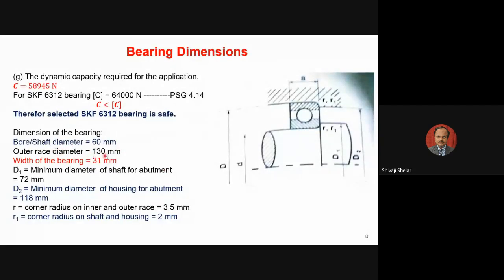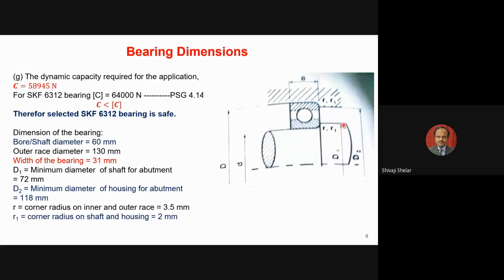Outer race diameter is capital D. When you put the bearing here, it is a circular bearing, so it will be surrounding the shaft. This outside diameter extends below. The diameter required here is 130 mm. Then this is the width of the bearing, B. The width of the bearing from the table is 31 mm. Then the minimum diameter for the shaft for abutment, D1. What is that D1 minimum? In the table, D1 minimum is given as 72 mm. So what is that minimum diameter of the shaft?